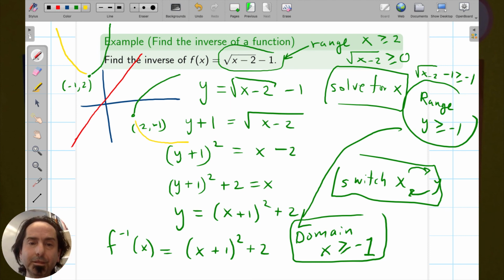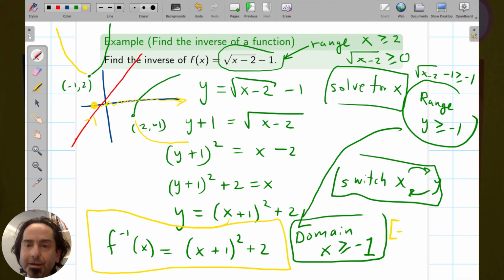So we have a formula for the function, but we do have to restrict the domain. The domain is only numbers from negative 1 all the way up to infinity. So we can write that as negative 1 to infinity.